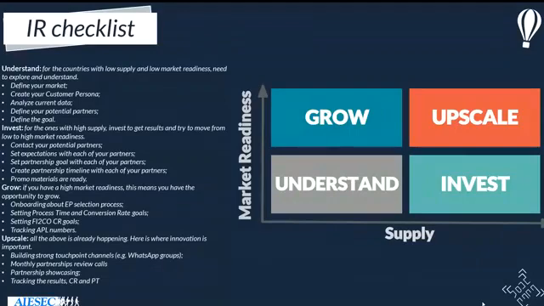Actual application numbers is one of the most important bottlenecks. Sometimes we're putting very high approval goals, but we're not tracking our applications and acceptance. And it's one of the most important parts in your IR checklist. Last but not least, it's the upscale part. It's when you are having high market readiness and high supply.